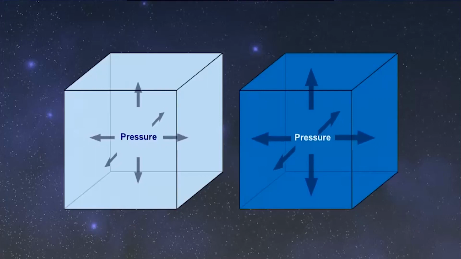Water vapour is the same. It is a gas. Therefore, it exerts its own pressure, and this we refer to as the vapour pressure. In our diagram, the box on the left has a lower vapour pressure than the one on the right. Therefore, the pressure being exerted on the walls of the container by the water vapour is less.